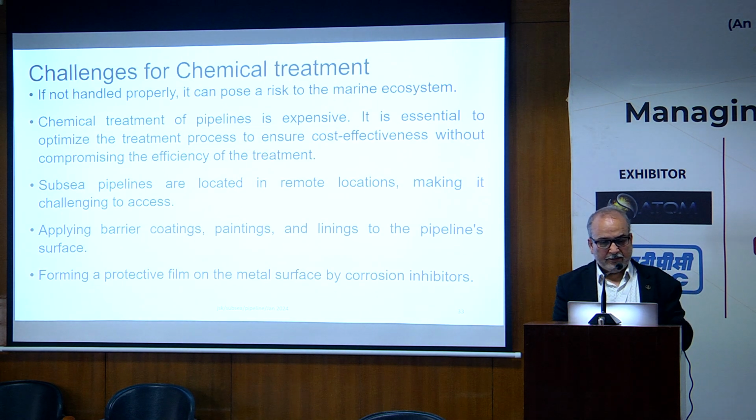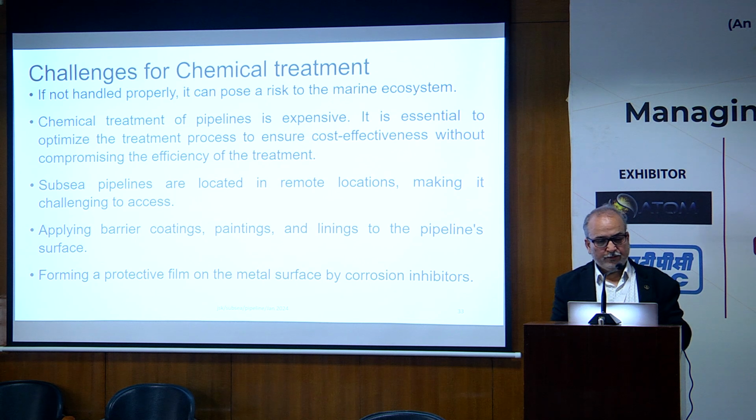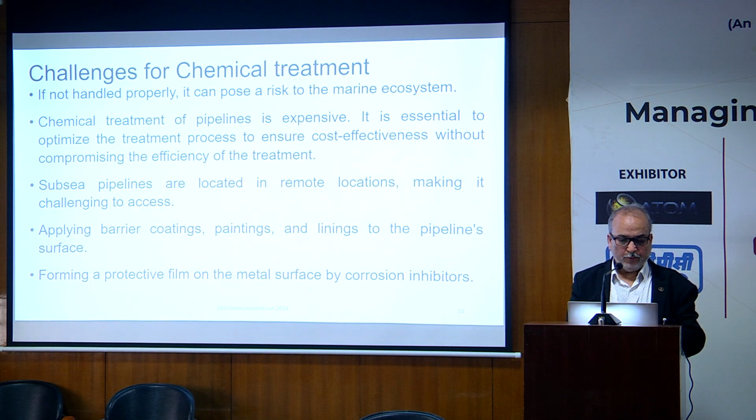Challenges for chemical treatment: if it is not handled properly, it can cause a risk to the marine ecosystem. Chemical treatment of pipelines is expensive, so it is essential to optimize the treatment process to ensure cost effectiveness without compromising efficiency. Subsea pipelines are located in remote locations, making them challenging to access. Treatment includes applying barrier coatings, paintings and linings to the pipeline's surface, and forming a protective film on the metal surface with corrosion inhibitors.